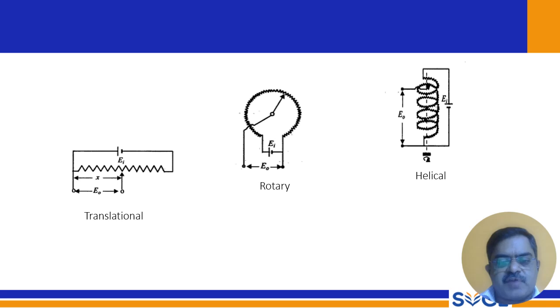So these are the three forms or configurations of potentiometer. One is translational, rotary, and helical. So here this is translational, and this is rotary, and this is helical configuration of potentiometer. These are the three configurations of potentiometer.